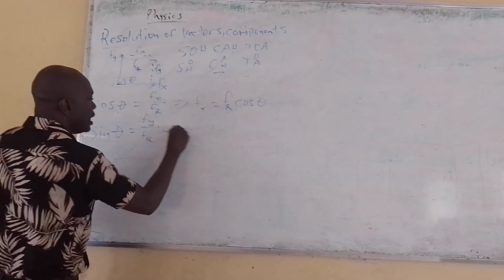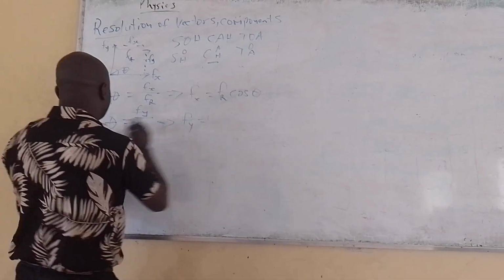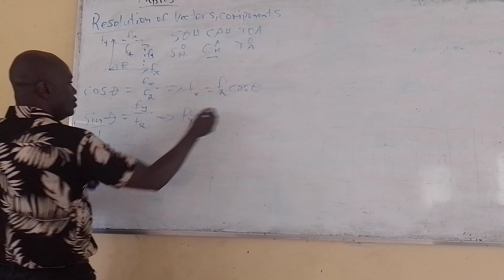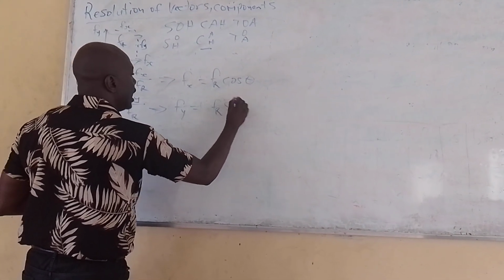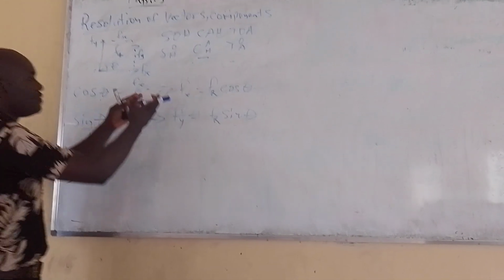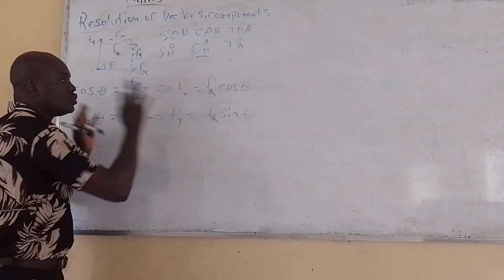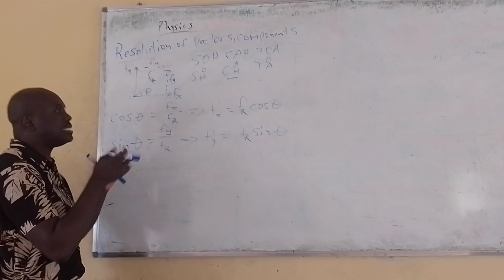So we can now have this, which is what? F of y is equal to what? If you cross multiply, you now see it is f of r sine theta. Okay? So you can see that we have f of x and f of y to be all this. So look carefully.